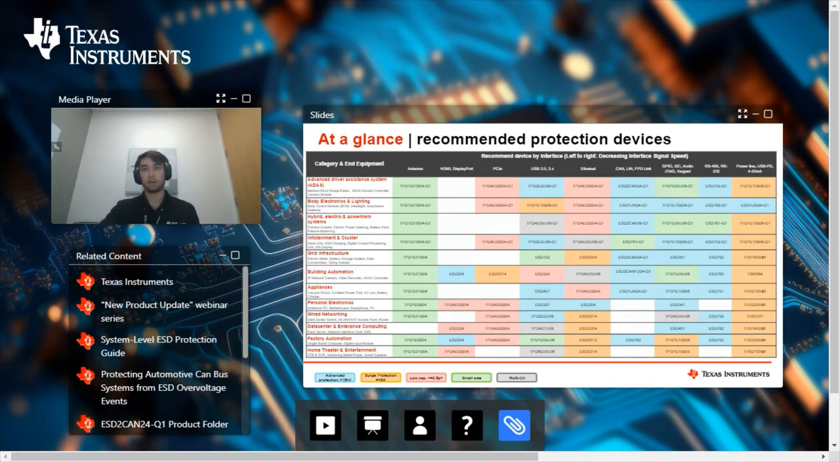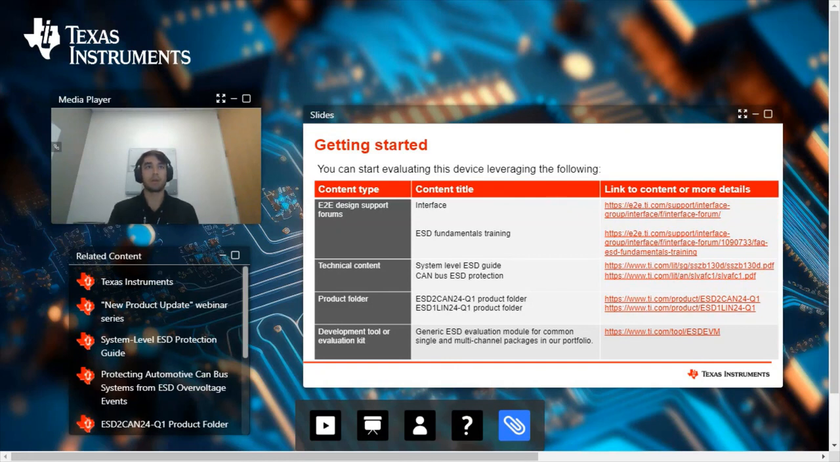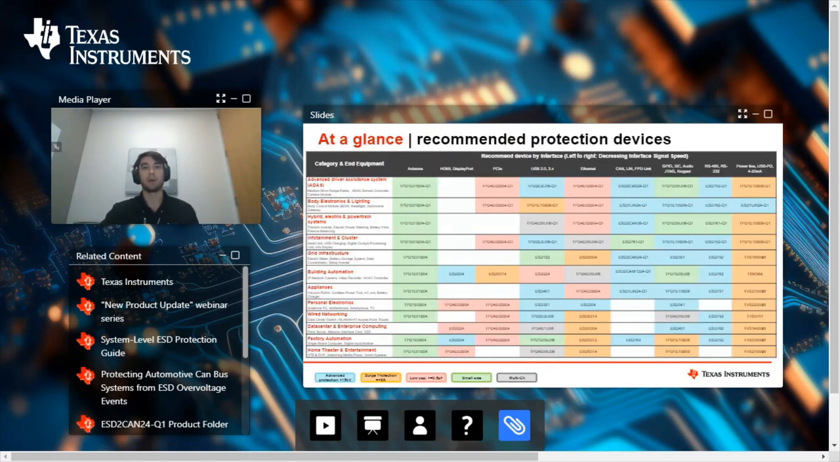And so here are some resources for you to reference. Here is the E2E forum, we're under interface, and you can post a question here asking anything about ESD diodes, and I'll be able to answer that. And here's a link to the ESD fundamentals. This can go into the specs a little deeper if you have any questions there. The system level ESD guide will give you a good idea of where ESD is used and how to choose an ESD diode for a lot of our common applications.